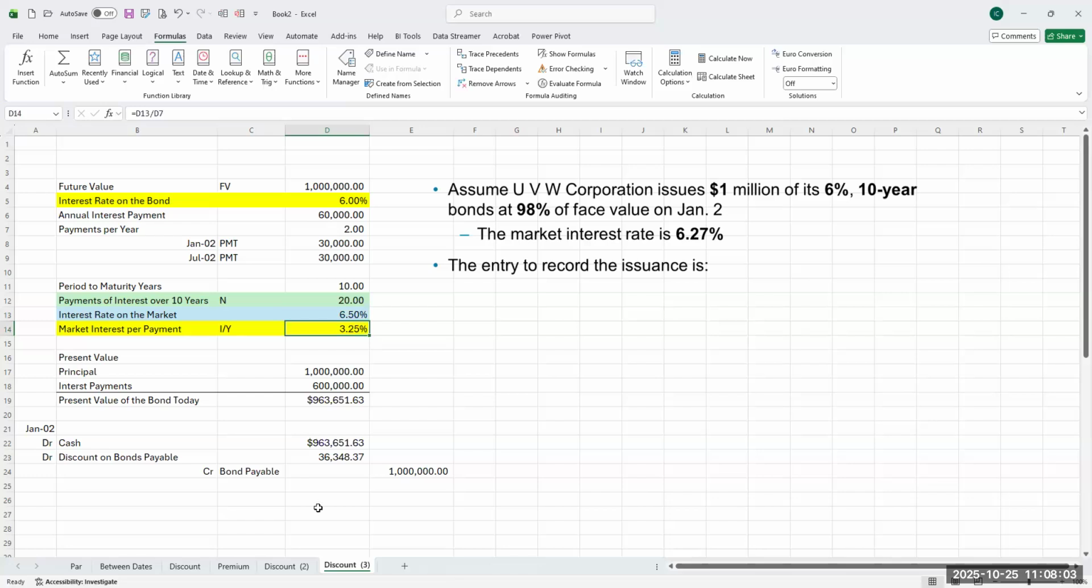I'm going to leave it 6.5 to be discount, another discount here. But once I send you the Excel spreadsheet, you can easily play with this amount here in the blue cell. And you can see what's going to happen if the market rate goes up above the interest that we're paying, and what's going to happen if the market rate goes down below the interest that we pay.